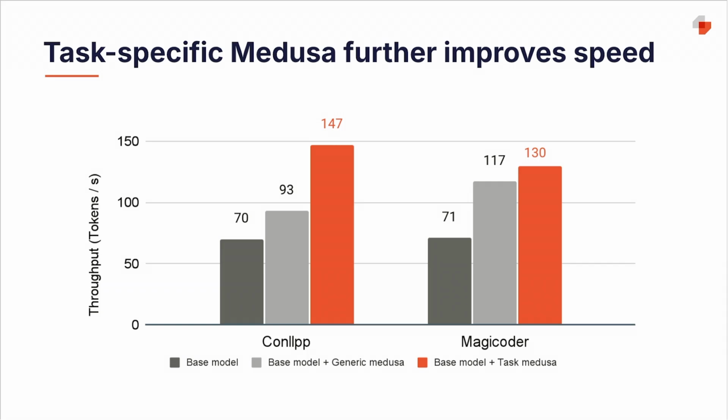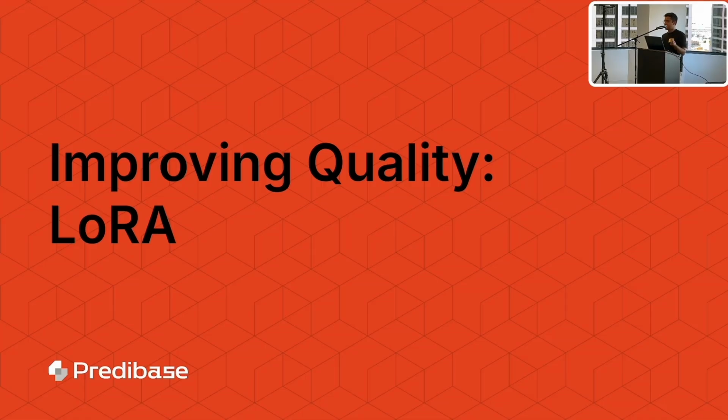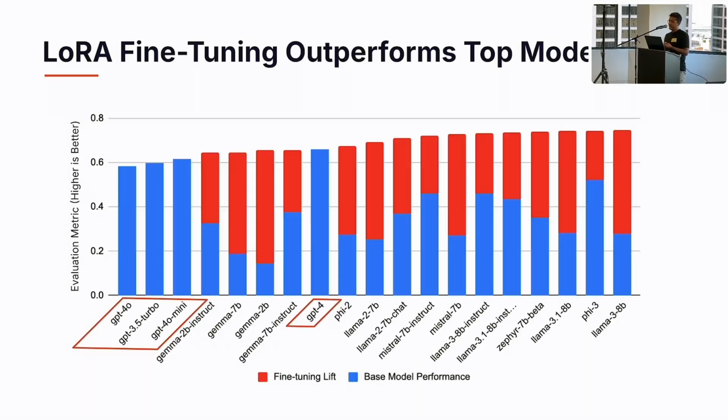But the question really is, well, this is good. We're getting much faster throughput. But remember, from the earliest chart I had, the quality is still terrible. So we need to account for that. I won't spend much time on this, but LoRA is definitely the most parameter-efficient way to get high quality. And you can do it fairly cheaply without a lot of effort or a lot of data.